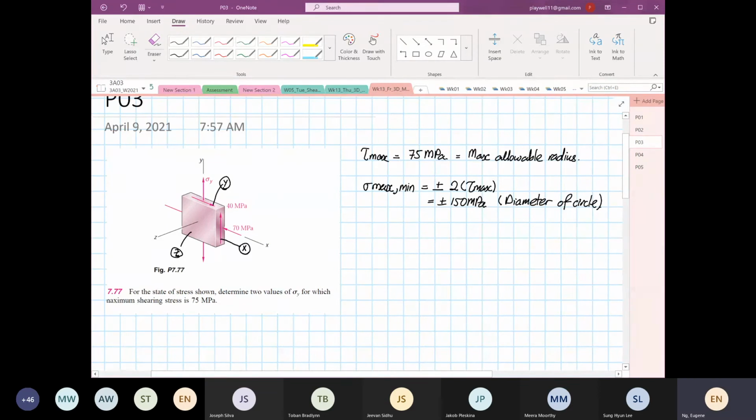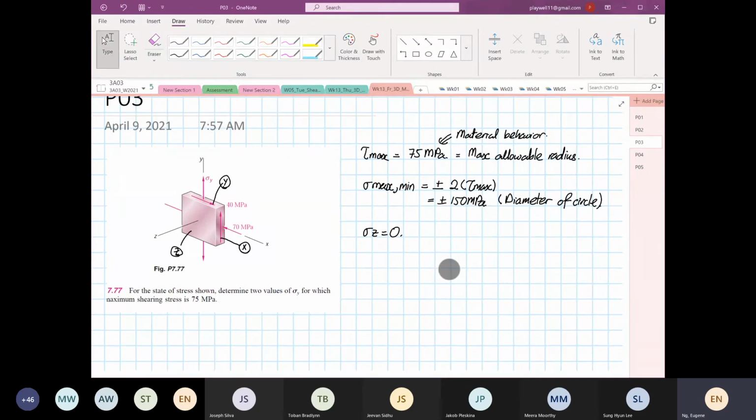However, we have one anchor point. There's an anchor point that we see down here, which is our stress Z. Stress Z is equal to 0, period. Over here, this is a material behavior. It's like we got this from a materials handbook. When you open a handbook, this is what the value should be.